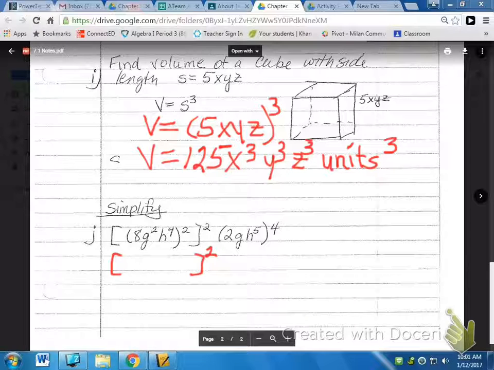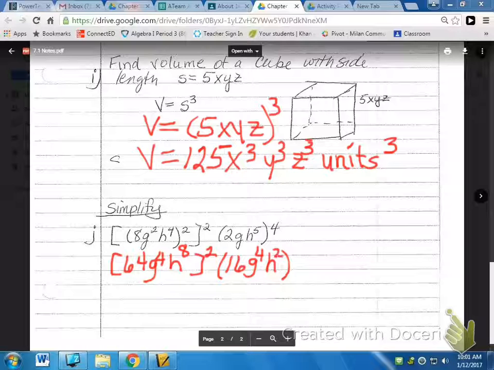Anybody want to try to square that part, Ben? 16. No, 8 squared, oh, 64. 64, g to the 4th and h to the 8th. Okay, and then we're going to go back and square that in a minute. But while we're at it, let's do the right-hand side. 2g h to the 5th, we've got to take that to the 4th power. Somebody that hasn't answered yet today, you want to try that? Megan, 2 to the 4th, what would that be? 16. And then what's the rest of that? G to the 4, h to the 20th, right.